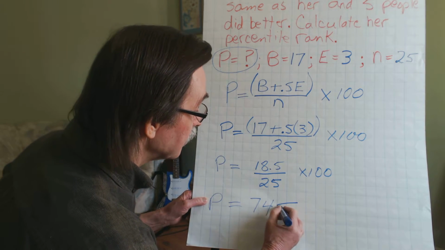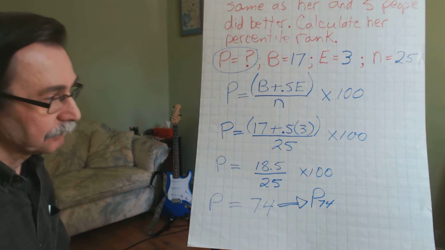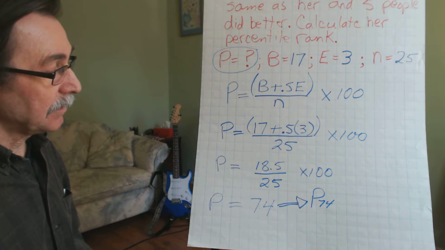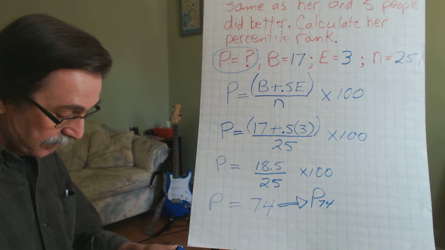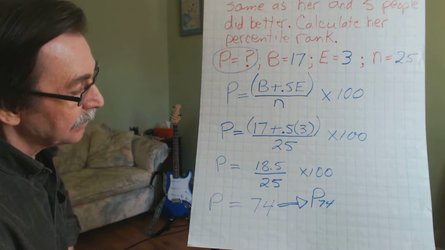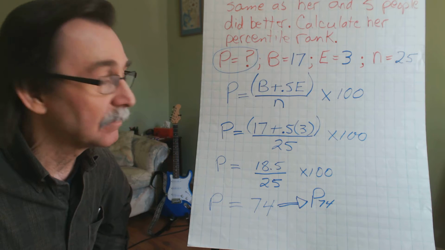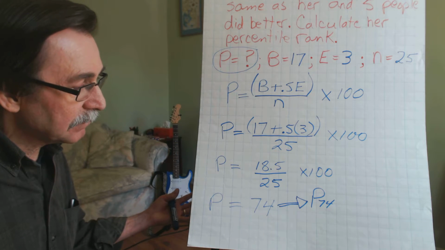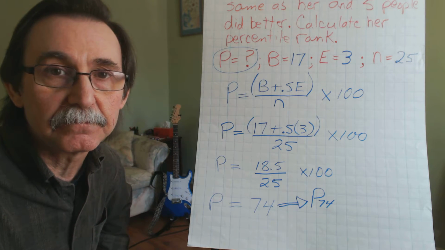And the notation is this: P74. All right. So let's take a look at the interpretation of that. What does P74 mean? It means that Wendy did as well as or better than 74% of the people in her class. That's the interpretation. And what would be the flip side of that interpretation? You could say 26% of the people did better than her. All right?